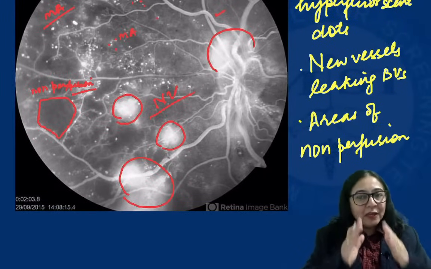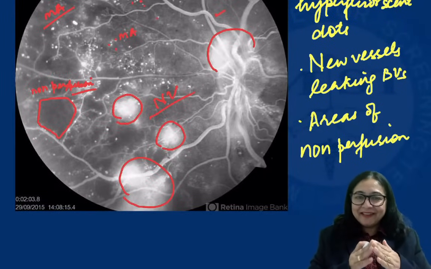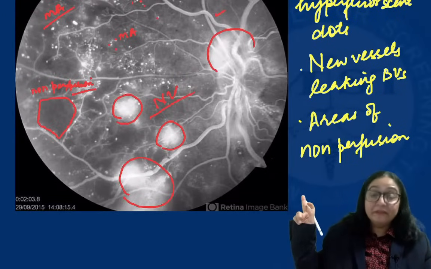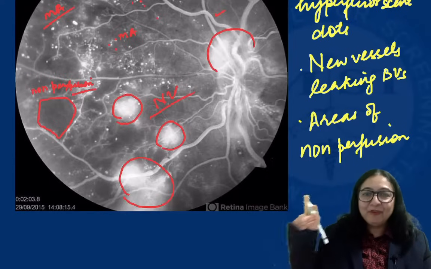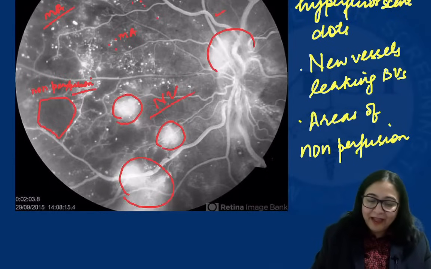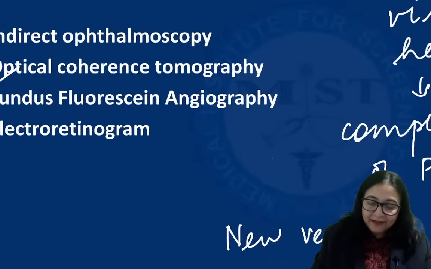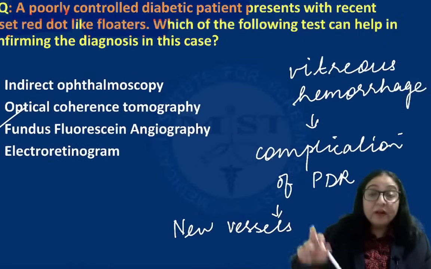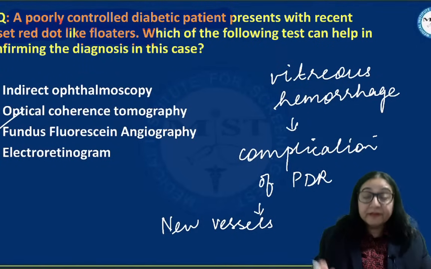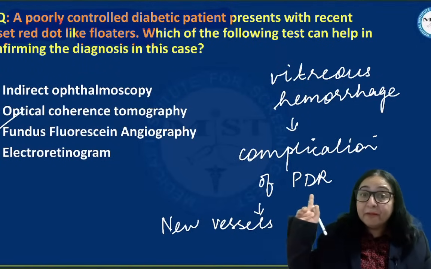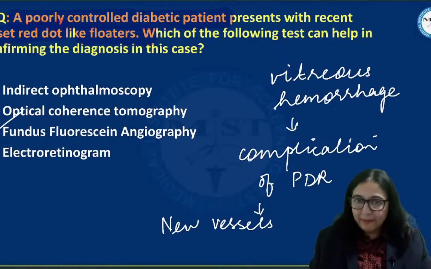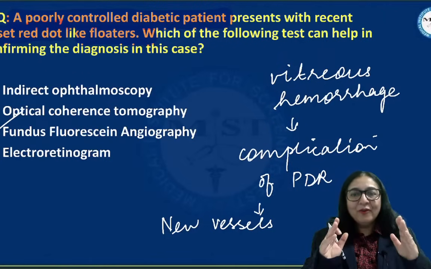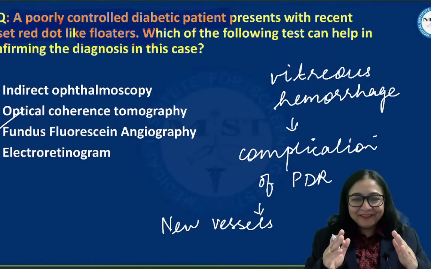Okay beta, any question related to proliferative diabetic retinopathy, any question related to FA findings in proliferative diabetic retinopathy, I'm sure you will be able to attempt. And this also makes you revise that in a diabetic patient you can get sudden onset floaters, decreased vision because of the vitreous hemorrhage, which is a complication of PDR. Okay beta? So, got all the information related to this question.